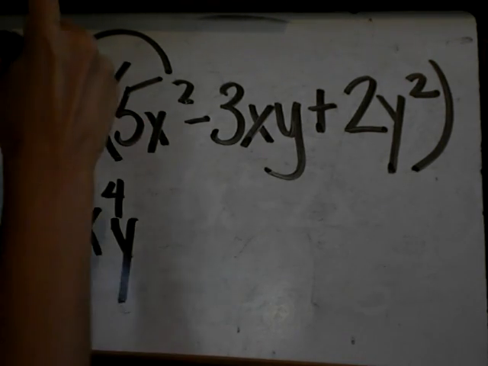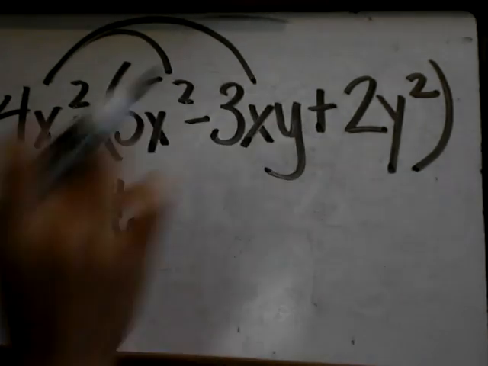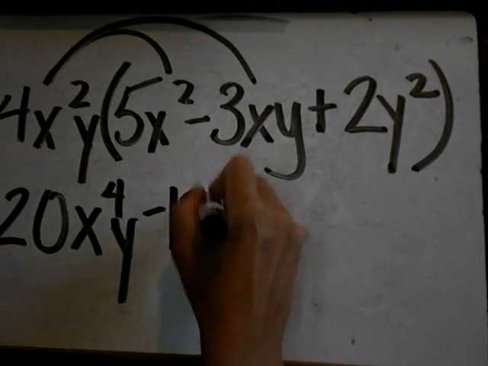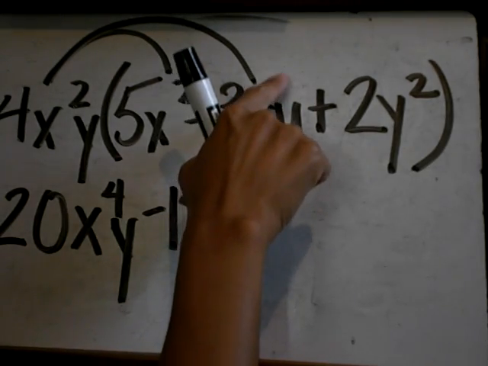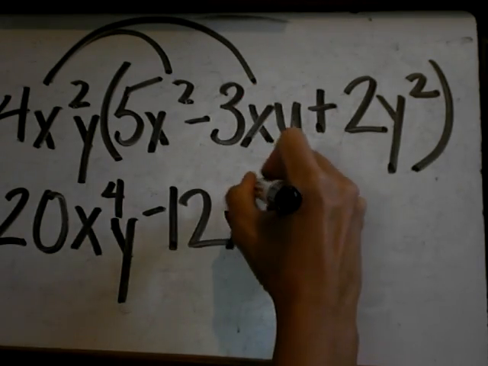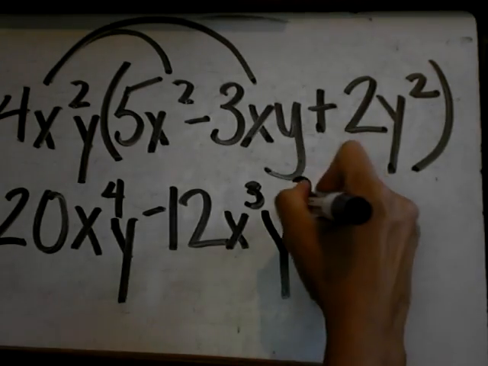Let's move on. Let's multiply this times this term. 4 times negative 3 is negative 12. x to the second times x: remember there's a little invisible 1 here, so bring down the x, 2 plus 1, 3. Now y times y to the second power.